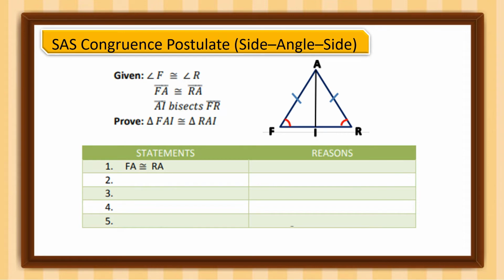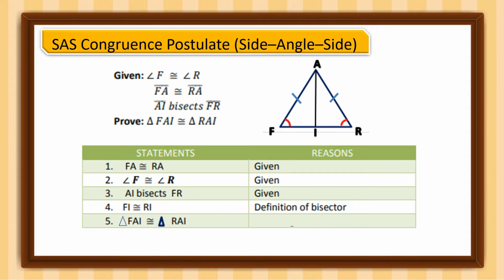We have segment FA is congruent to segment RA. It states in the given. Angle F is congruent to angle R. Also, it states in the given. And segment AI bisects the segment FR. And it is also given. And for number 4, we have segment FI is congruent to segment RI, and its reason, the definition of bisector. Now, we already proved that triangle FAI is congruent to triangle RAI by the reason of SAS congruence postulate, or side angle side congruence postulate.